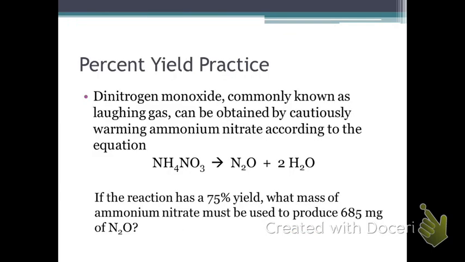Here's another question, and these are the ones students really struggle with. Dinitrogen monoxide, commonly known as laughing gas, can be obtained by cautiously warming ammonium nitrate according to the following equation. If the reaction has a 75% yield, so you only got 75% of what you thought you would get, what mass of ammonium nitrate must be used to produce 685 milligrams of dinitrogen monoxide? So on the next slide, I'm going to summarize what we have.